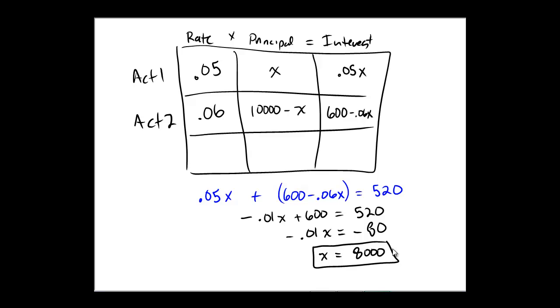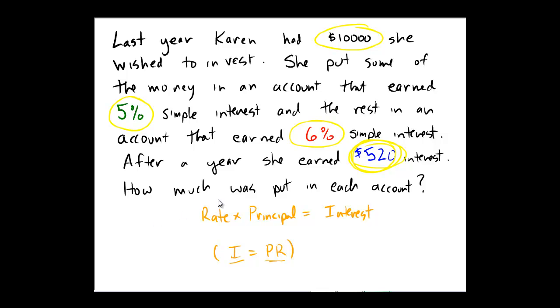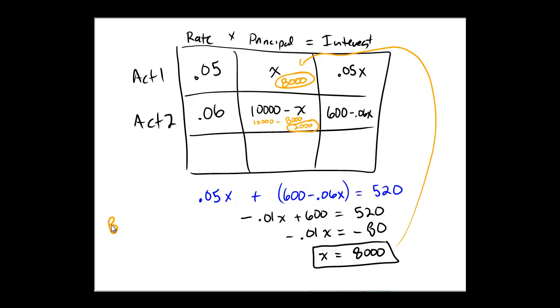Okay, this is not the end of the problem. x equals 8,000 means that the first account was given $8,000. But the second account was 10,000 minus x, where x was 8,000. So we get 10,000 minus 8,000. In other words, the remaining amount there would be $2,000. So what did the question ask for again? It asks for how much was put in each account. So my final answer would be $8,000 at the 5% interest rate and $2,000 at the 6% interest rate.